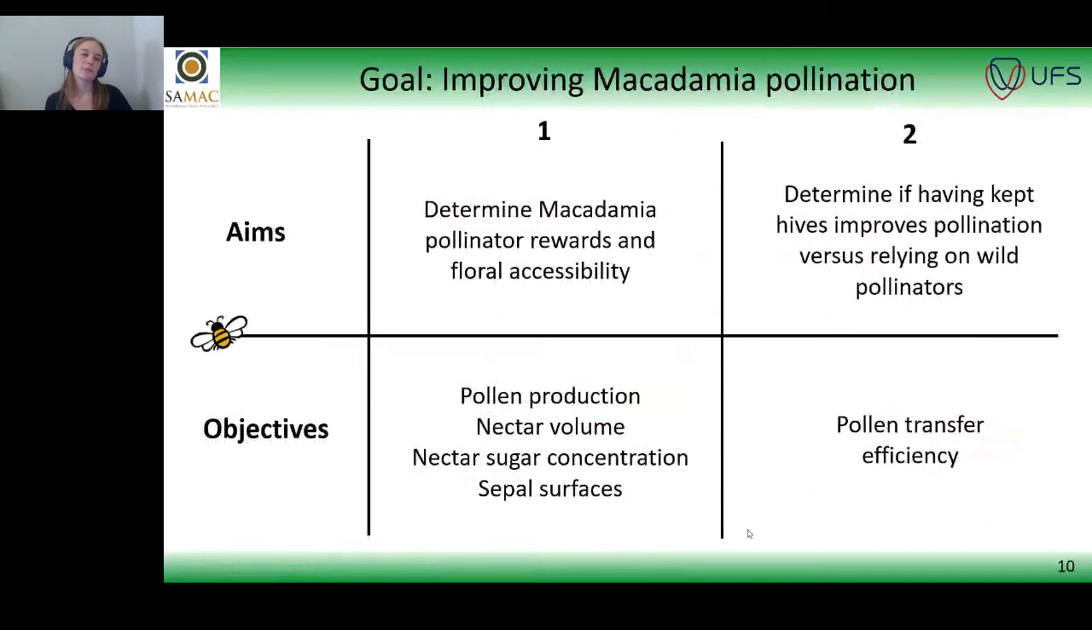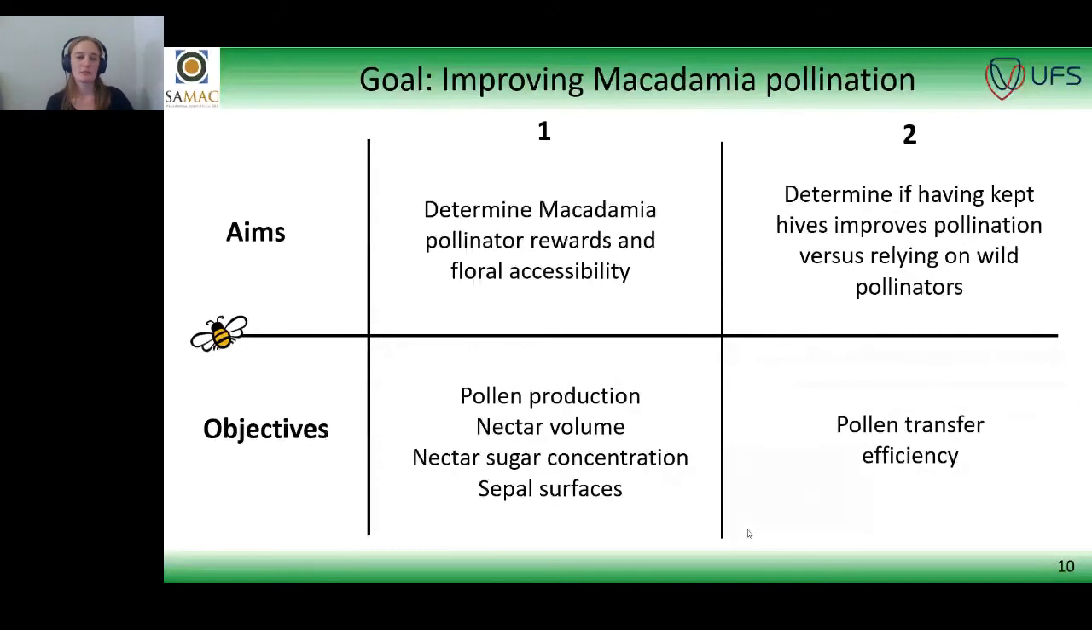My project had two different aims, each with their respective objectives. My first aim was to determine macadamia pollinator rewards and floral accessibility. My objectives were to measure pollen production, nectar volume, nectar sugar concentration, as well as sepal surfaces of the different cultivars. My second aim was to determine if having kept hives improves pollination versus only relying on wild pollinators. This was done by measuring pollen transfer efficiency.